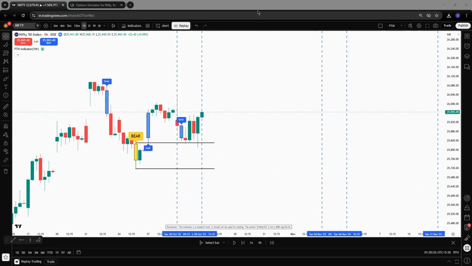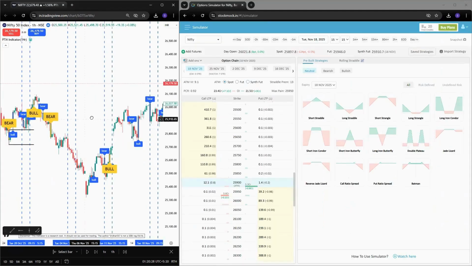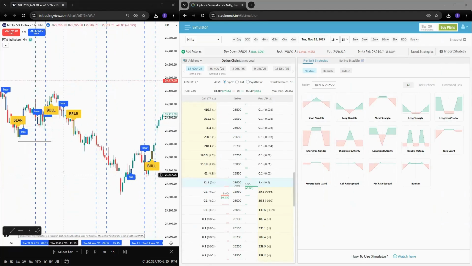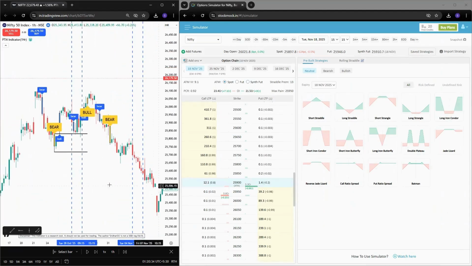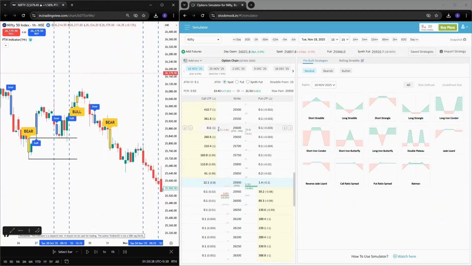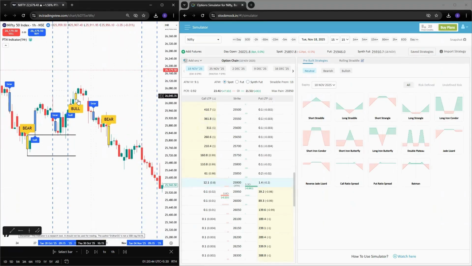If you see here, I have the same split screen which I showed you in the last video. This is a very good method of backtesting. It will show you very clearly both your option chain, your entire screen with the simulator, as well as your charts. So right now I have to go to the 1 hour time frame on my chart.